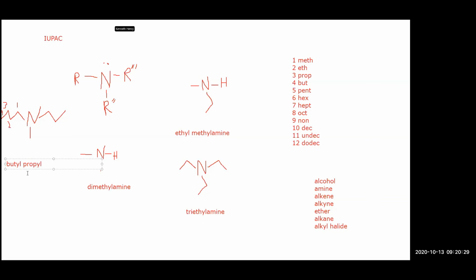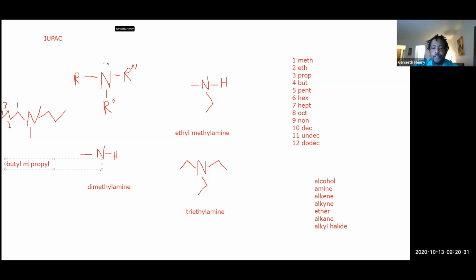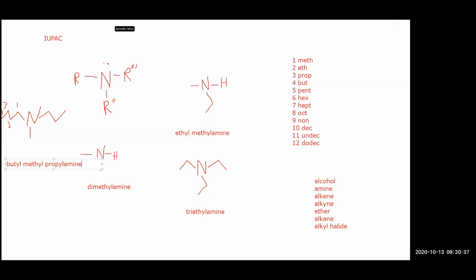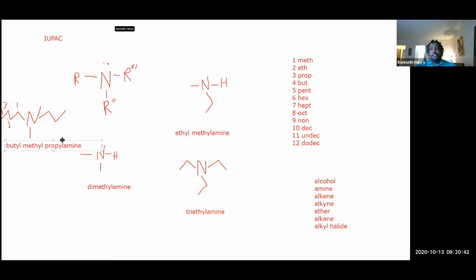Okay, so alphabetically, methyl goes between them, right? That's right. Butyl, methyl, propyl, amine. That's right. Okay, piece of cake. Good. You ready for the test then?